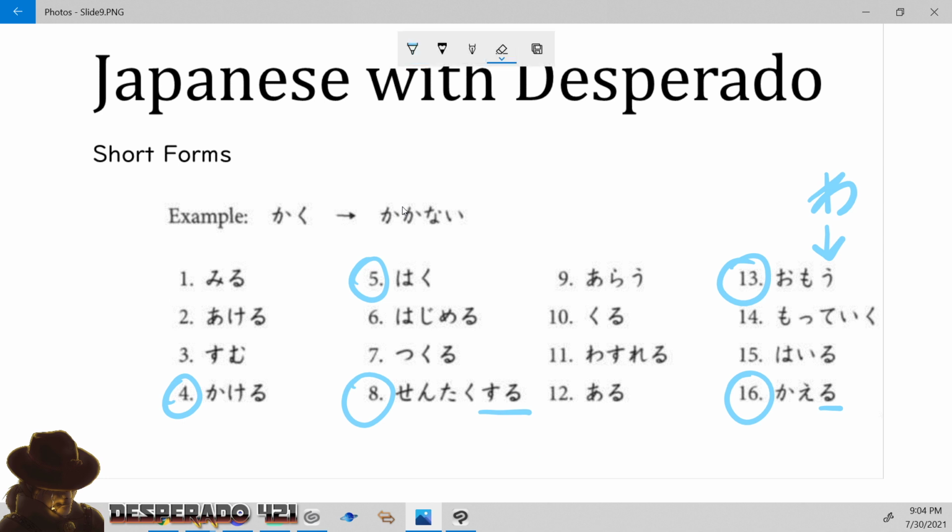Fantastic. And Ellie, why don't you give me number 10? Kuru becomes konai. Very good, fantastic. Good job. That one would have tripped me up, I forgot all about it. We just did it. Lavitz, number 12. Aru, which would be nai. Fantastic, good job.